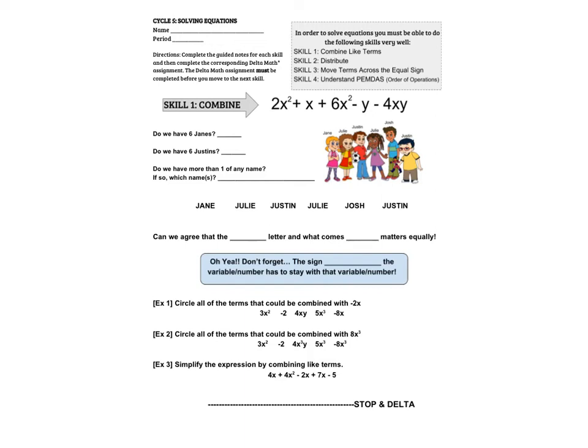Okay, let's talk about the first skill needed to be able to start solving equations. And the skill is combining like terms. It's something that you should have seen in middle school, but it's still something that tends to trip up students now in Algebra 1.